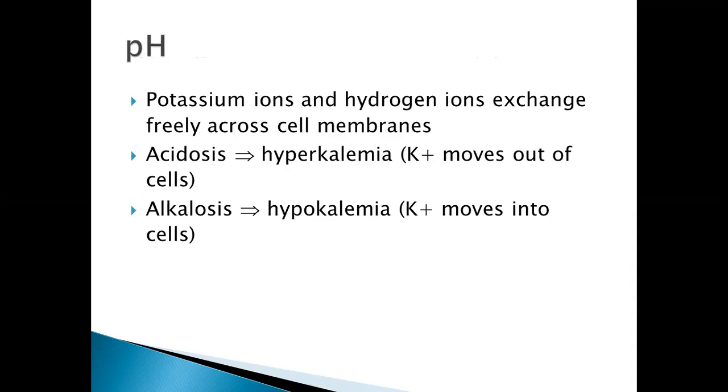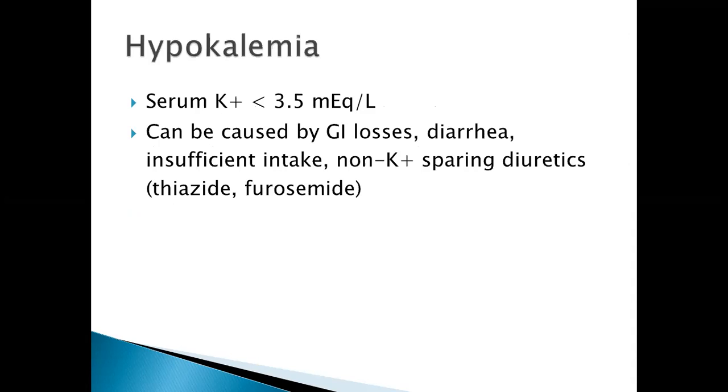pH affects potassium levels as potassium and hydrogen ions are exchanged freely across the cell membrane. So if there is increased H plus ions, that is acidosis, those ions move intracellularly while potassium moves out of the cell, leading to hyperkalemia. If there is alkalosis, that is decreased hydrogen ions, intracellular hydrogen ions will move outside while the potassium in the interstitial fluid will move intracellularly. So there will be hypokalemia in the interstitial fluid.